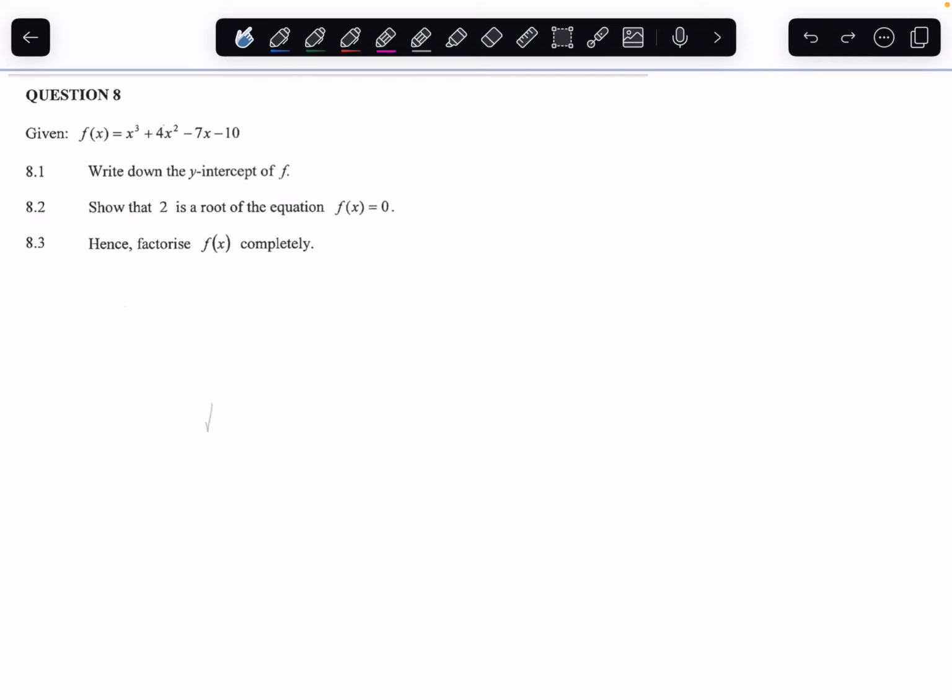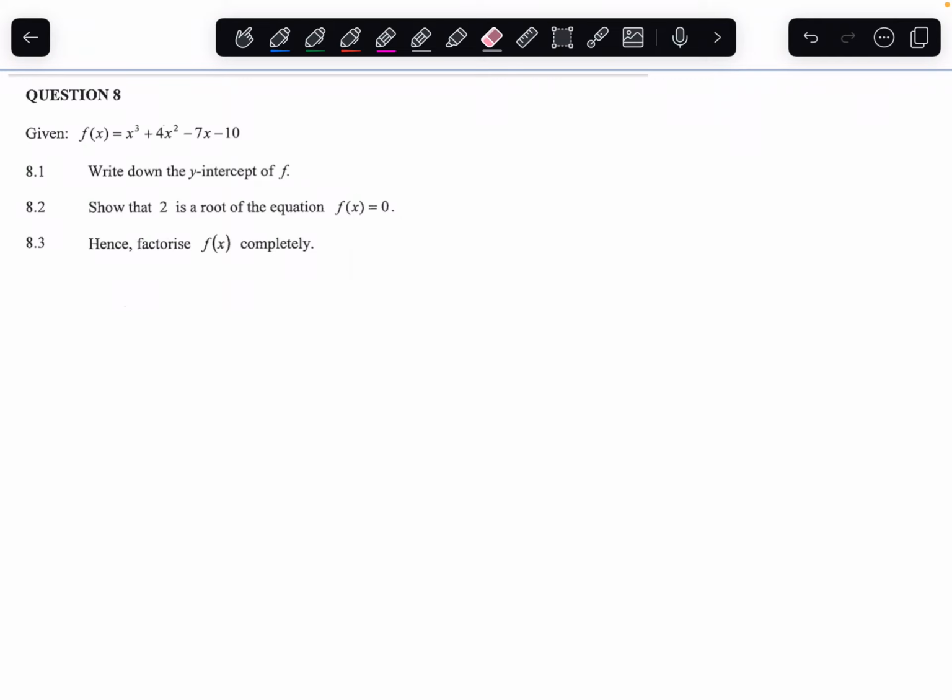We are busy with the department's grade 12 maths paper 1 from May 2023, and today we're looking at question 8. Right, let's get into it. So we are given a cubic function, f of x is equal to x cubed plus 4x squared minus 7x minus 10. Okay, and then the first few questions are pretty standard, I think.